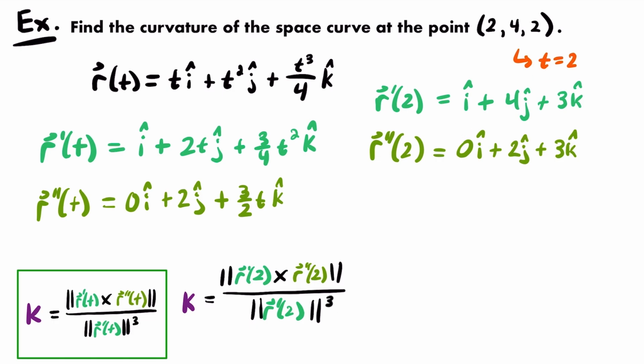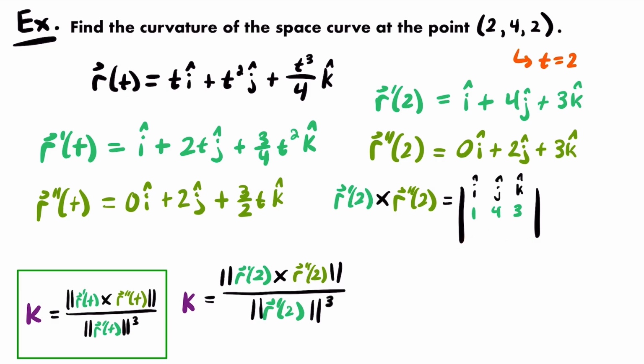Starting with that cross product, we're going to be taking r prime of 2 cross r double prime of 2. If we set up our 3 by 3 matrix here, we have i, j, and k, and we'll have the components of r prime of 2, which are 1, 4, and 3. And then the last row will have the components of r double prime of 2, which are 0, 2, and 3. Now, if we calculate this cross product, we'll block out the i column and then calculate a 2 by 2 determinant. So 4 times 3 minus 3 times 2. 4 times 3 is 12, 3 times 2 is 6. So we have 12 minus 6, which gives us 6 times i.